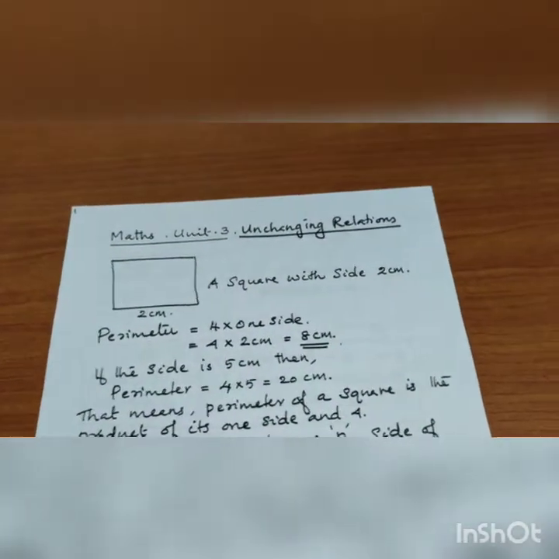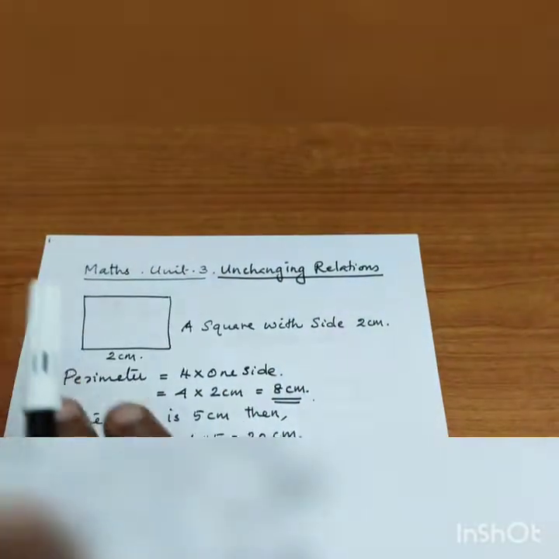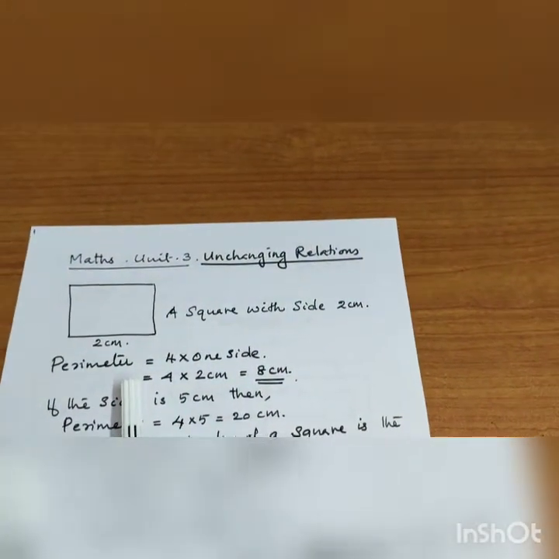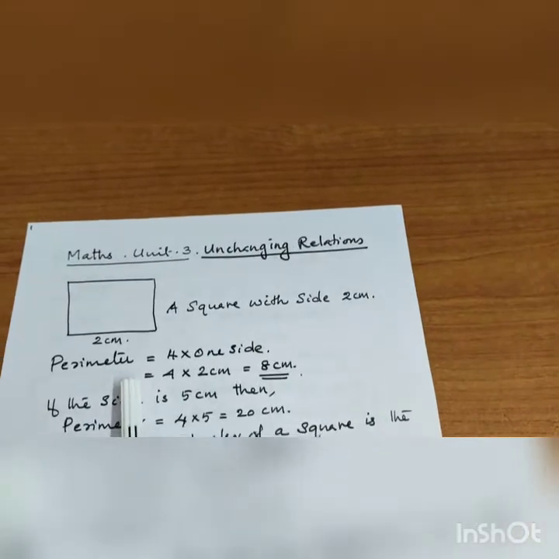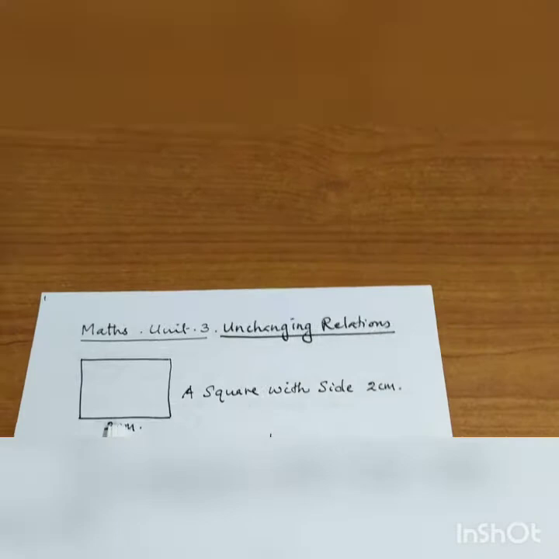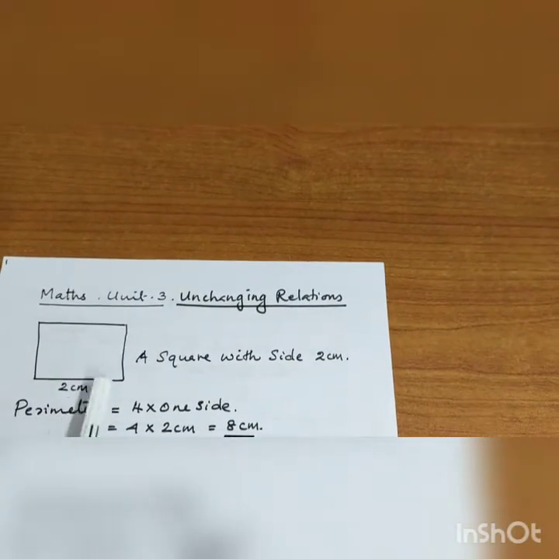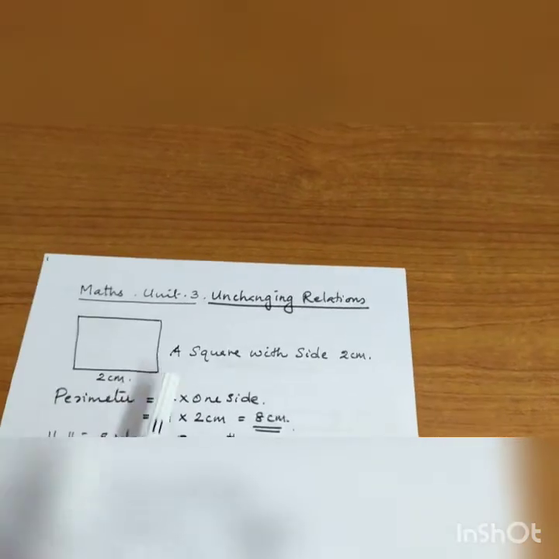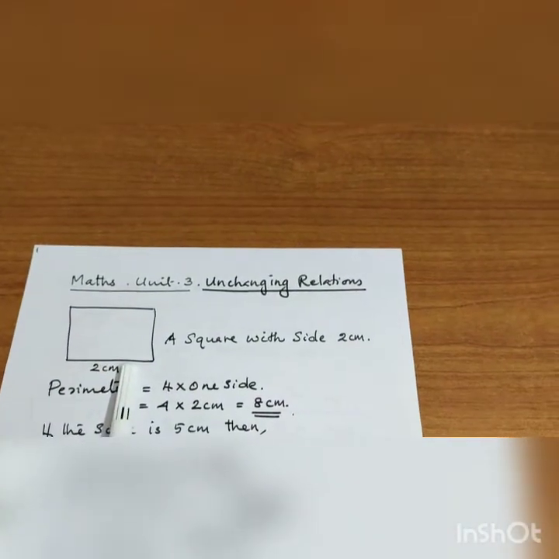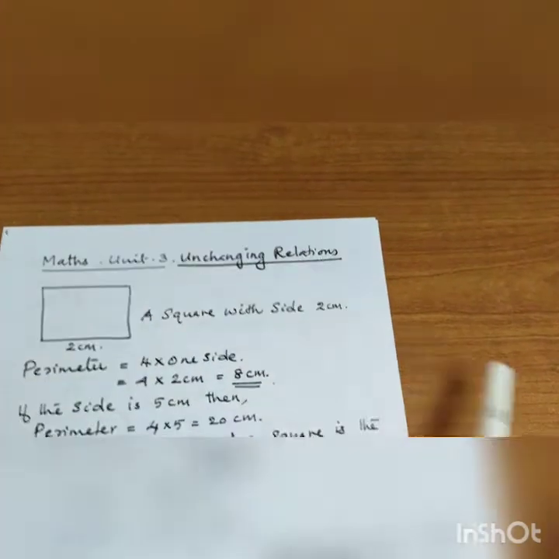Then, start from the known things. This is a square. What is the peculiarity of a square? All the four sides are equal. Therefore, this is a square with 2 cm side.